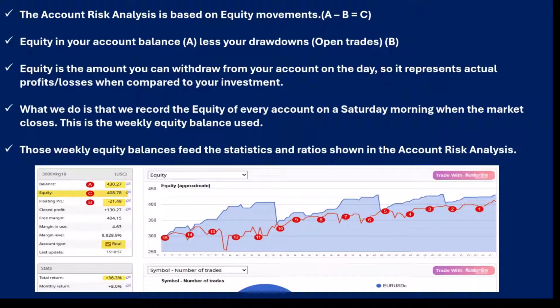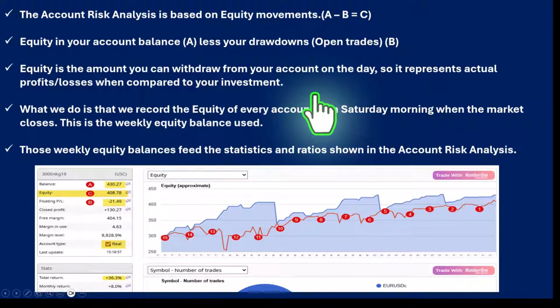It uses a unique method of analyzing results. So this account analysis is based on equity movements. Equity is basically your account balance less any floating balance or drawdowns. So if you take that balance minus that, that's where equity comes from.